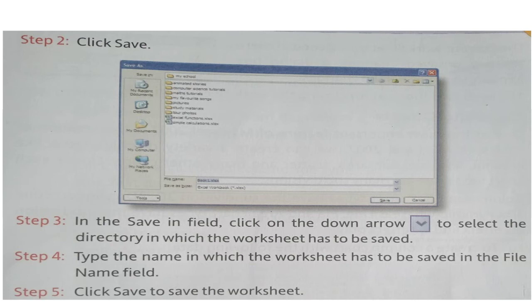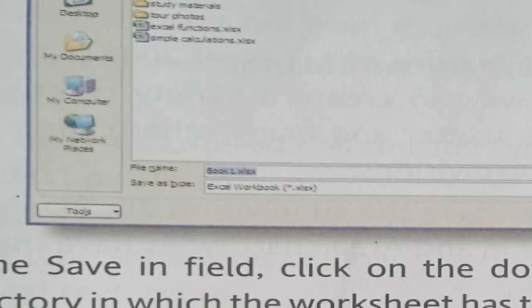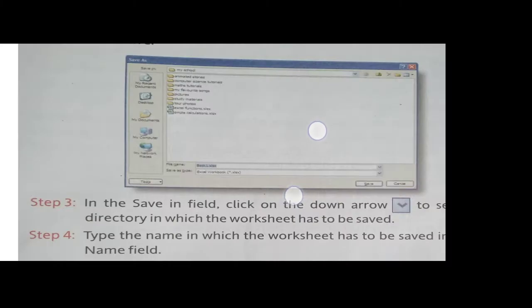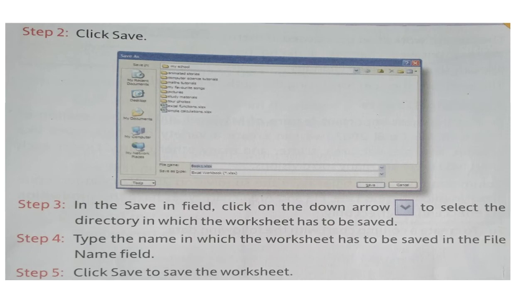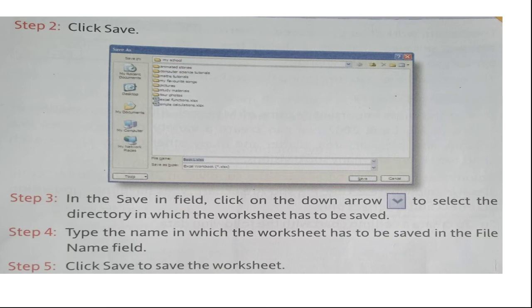Select the required folder, then give the name. The fourth step is giving the name. Type the name in which the worksheet has to be saved in the file name field. This is the name field, so here you can type the file name. Then finally click save. This is the save button. You click on the save button, then the document would be saved.